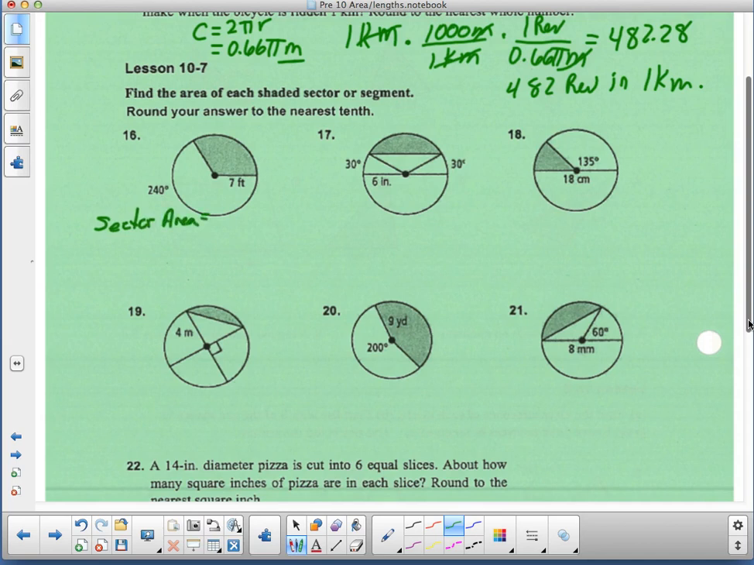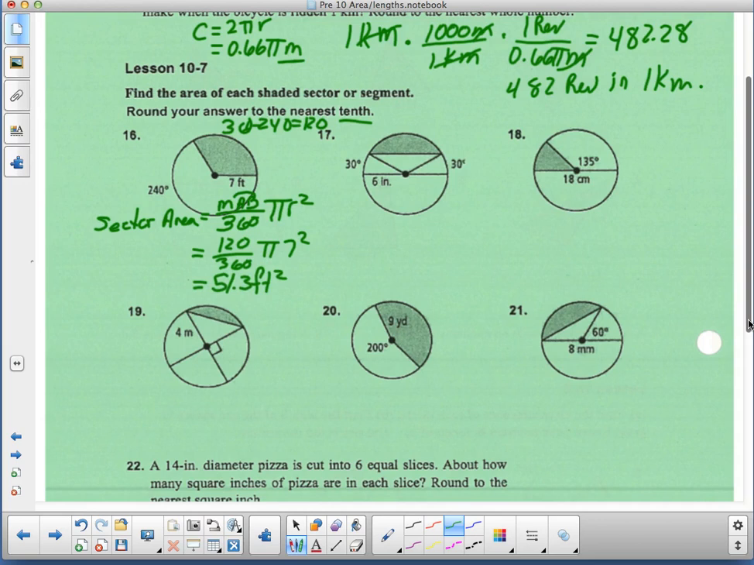And that is the arc measure of AB over 360 times pi r squared. Please notice this is the area of a circle, pi r squared, and what we were doing before was the circumference of a circle, 2 pi r. But now I've got 360 minus 240, that's going to be 120, so I've got 120 over 360 pi r squared, and I'm supposed to round to the nearest tenth, so pi times 7 squared, and my answer is 51.3 feet squared.